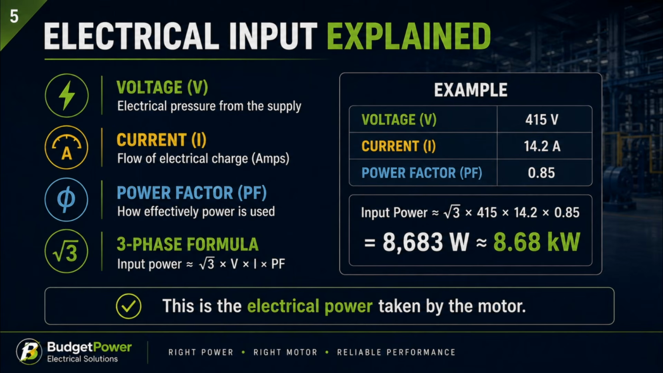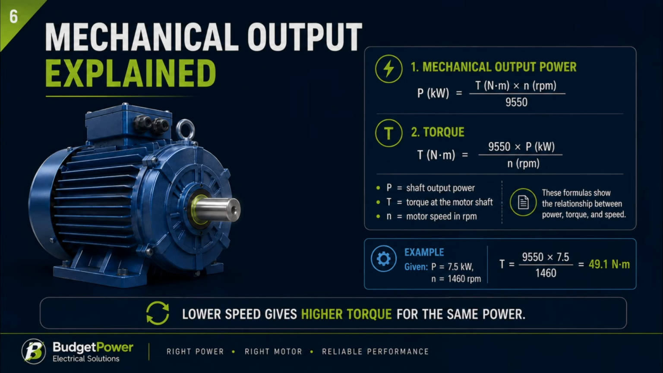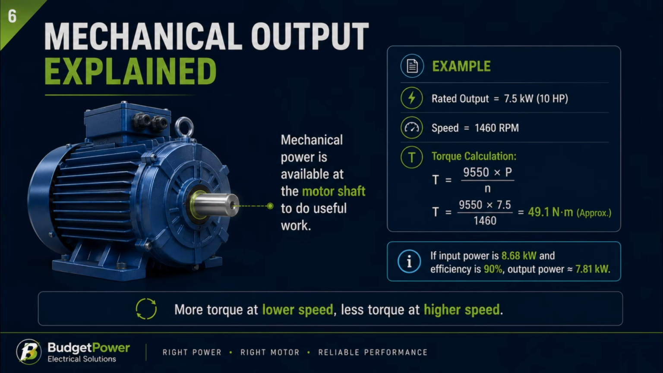So now let's look at the output side. Mechanical output power is the useful power available at the motor shaft. On our example nameplate, the motor is rated at 7.5 kilowatts, or approximately 10 horsepower, at around 1,460 revolutions per minute. From power and speed, we can also calculate shaft torque. For this motor, that comes to approximately 49 Newton meters. One important point here, calculated input and efficiency values are useful for understanding motor operation, but the nameplate rating is the manufacturer's rated output value. So we now have a clear distinction. Electrical power goes in, and useful mechanical power comes out.